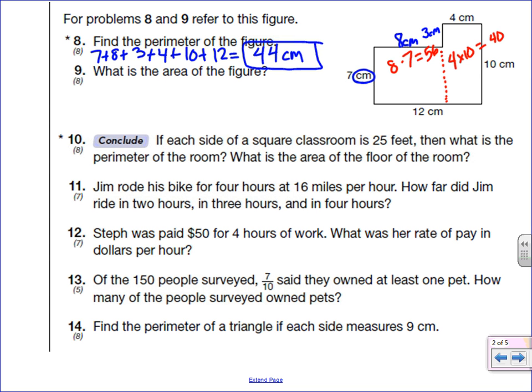So the total area is the sum of those. So 56 plus 40 is 96. And again, we're going to look at the units. They're centimeters, but area's units are the units squared.